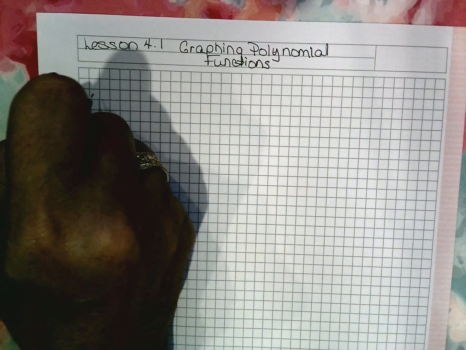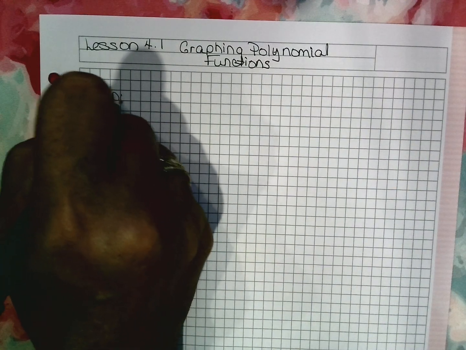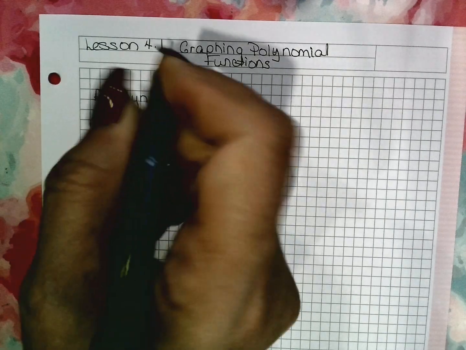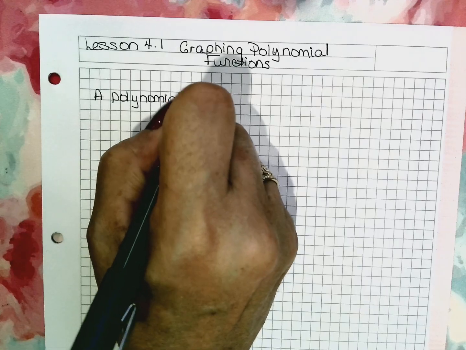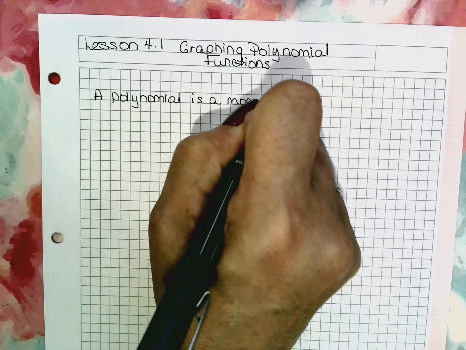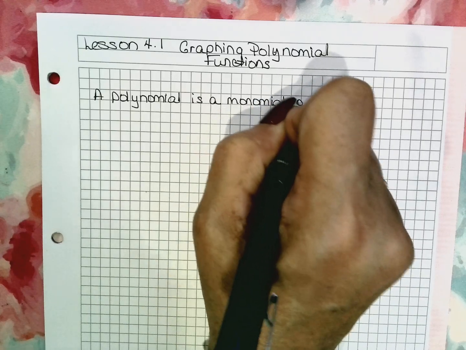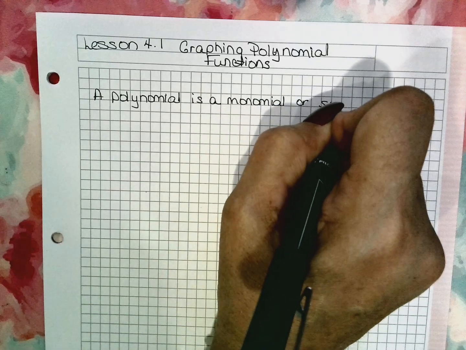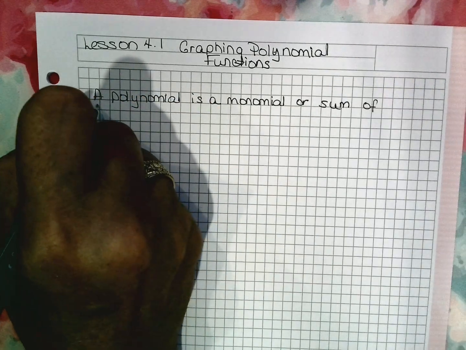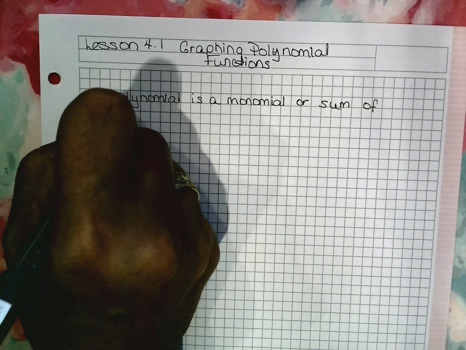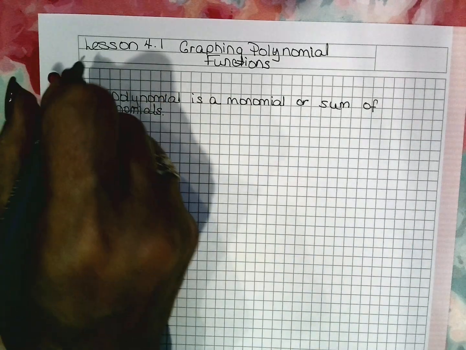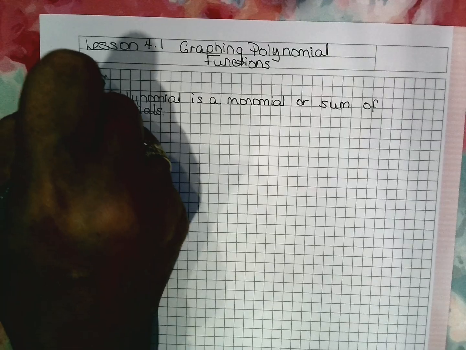So a polynomial is a monomial or sum of monomials. And you might be asking, well, what is a monomial? So I really should have defined that first.